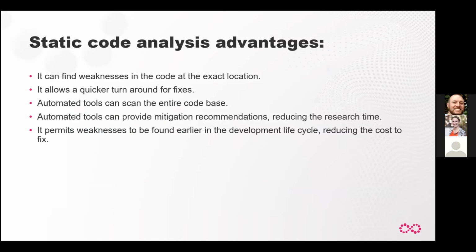There are automated tools that can scan your entire code base to make sure that you're following your specific setup and what you mandate internally. Automated tools can also provide mitigation recommendations, reducing the time it takes you to find a resolution for your problems. And last but not least, it permits weaknesses to be found earlier in the development lifecycle, reducing the cost. So kind of the shift left mentality. If you can detect something in your dev orgs before it gets to production, it's much easier to fix and much less costly.